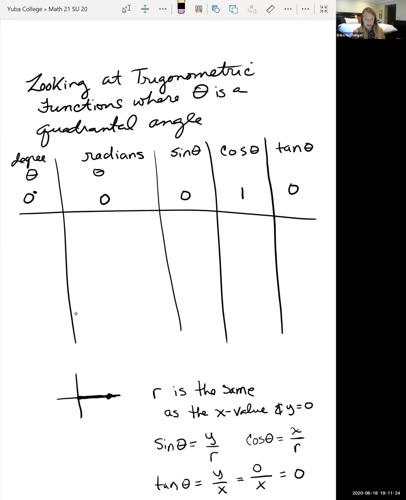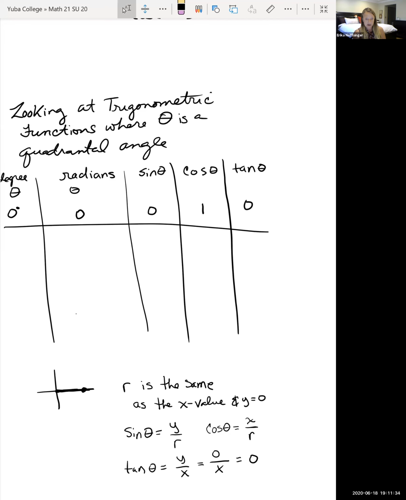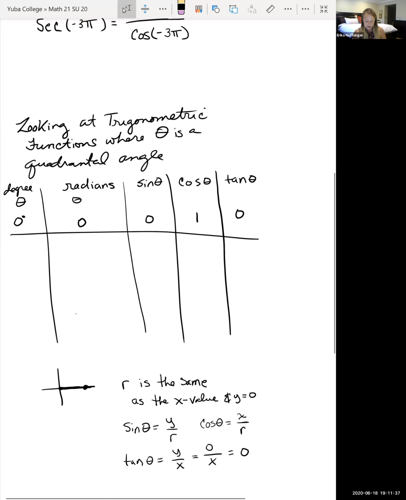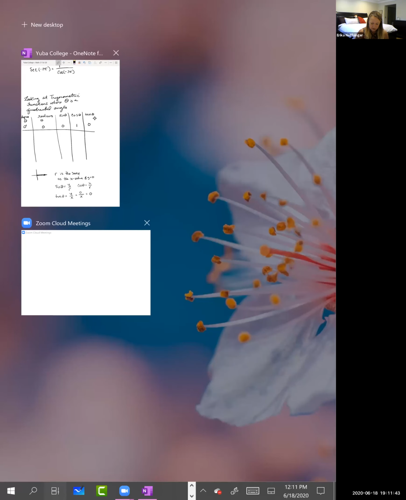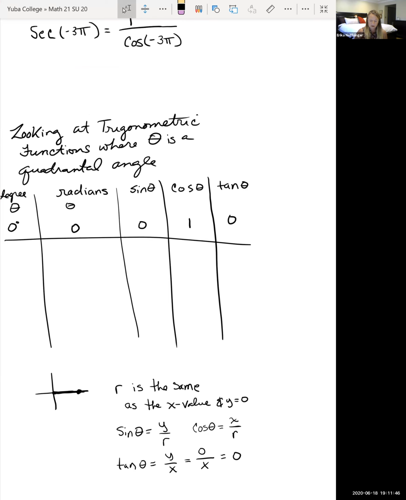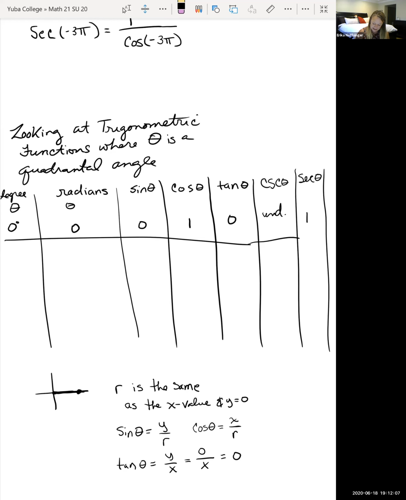Unfortunately, some of our trigonometric functions, cosecant, secant, and cotangent, are reciprocals of these functions, and you can't divide by 0. So some of these functions are undefined at quadrantal angles. Cosecant theta at 0 is undefined. Secant theta at 0 is 1 over 1, so that's 1. And cotangent theta is undefined.